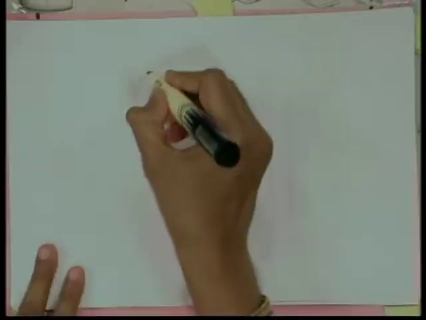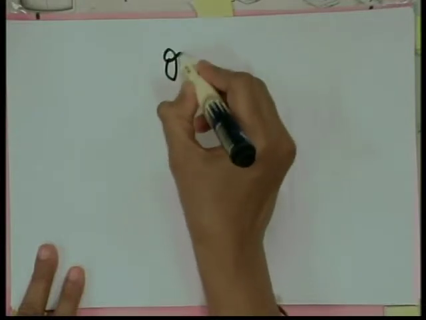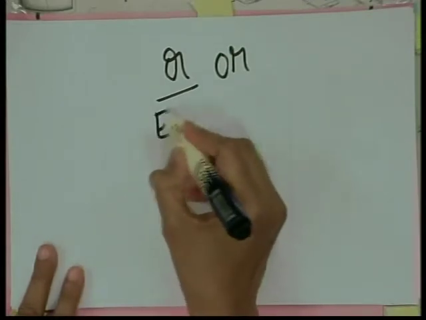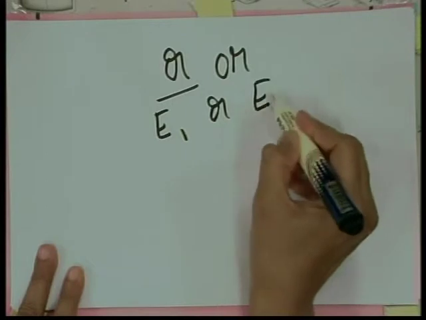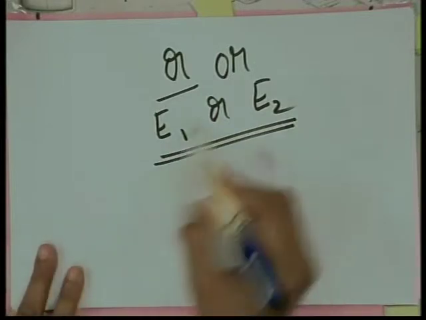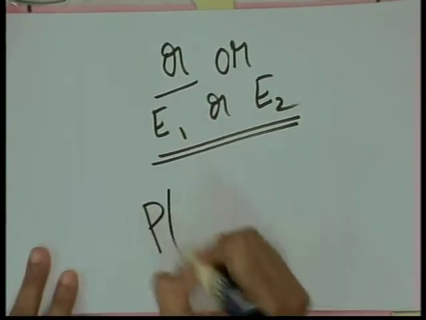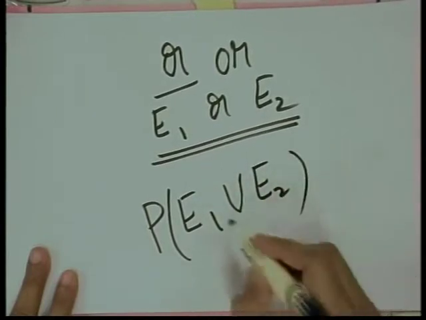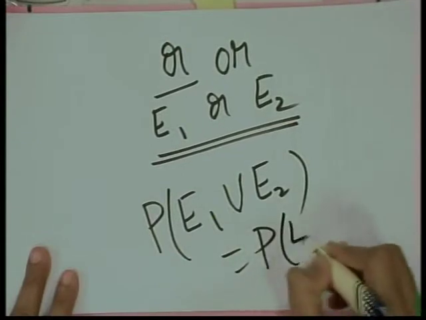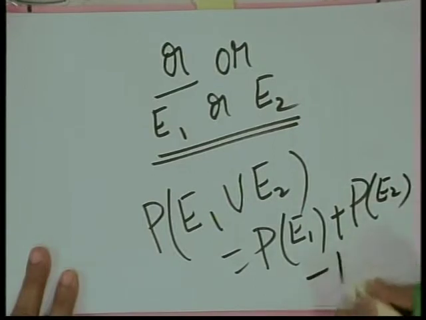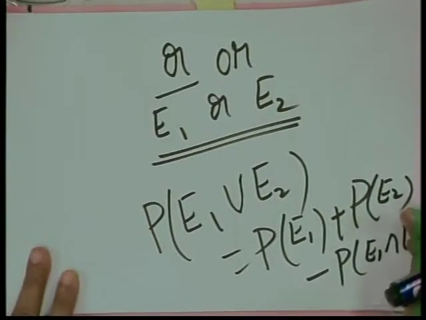Then there is a simple technique in the problems. If you observe the word or, as in events E1 or E2, then if you are looking at the occurrence of the joint event E1 or E2, you should remember it is nothing but the sum of the events. We denote it as E1 union E2, and it is going to be probability of E1 plus probability of E2, minus, of course, probability of E1 intersection E2. So, this is how you should remember.